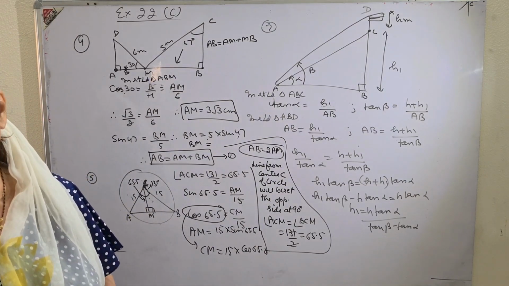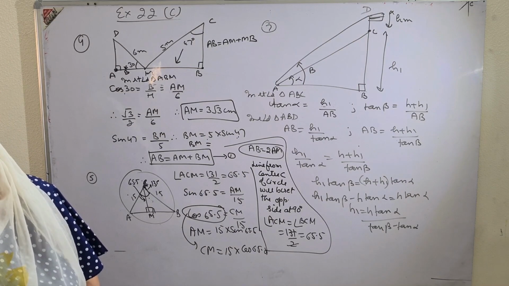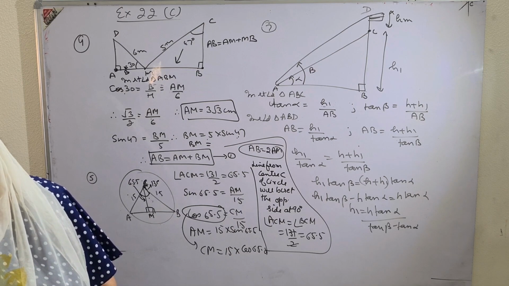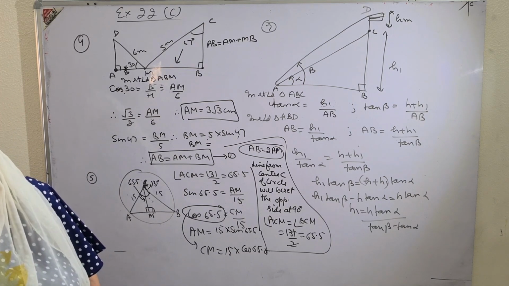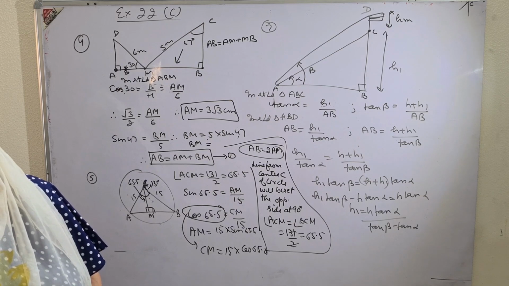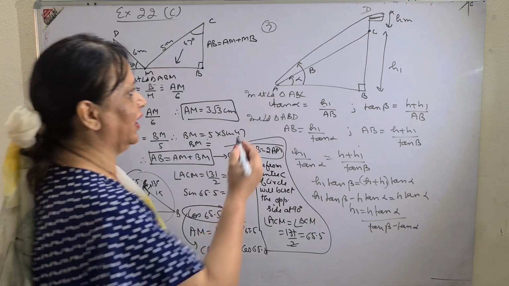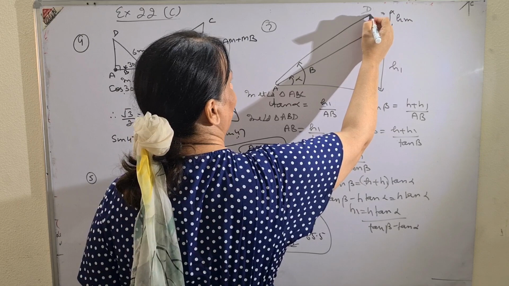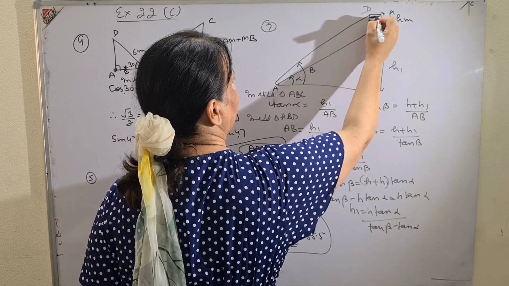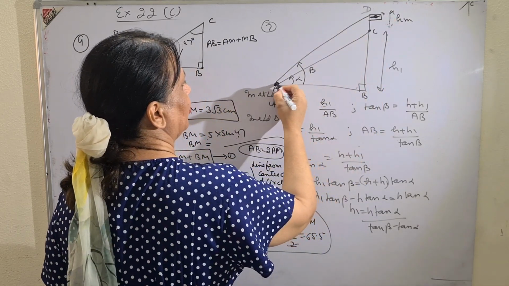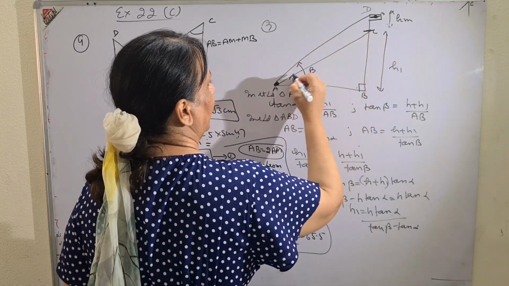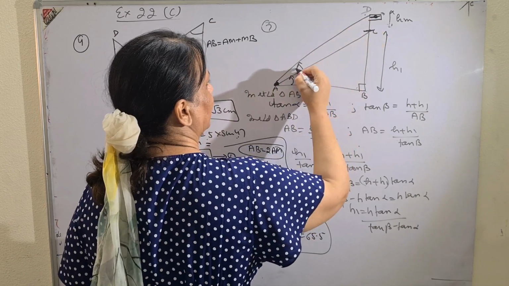Now another important question, question number 7. A vertical tower stands on a horizontal plane, surmounted by a flagstaff of height h meter, and it is making an angle of alpha at the bottom and beta at the top. So that is what I have written. AB is a tower on which there is a flagstaff. You know what a flagstaff is. A man is standing from here, and he sees that the bottom of the flagstaff is at angle alpha and the top of the flagstaff is at beta.